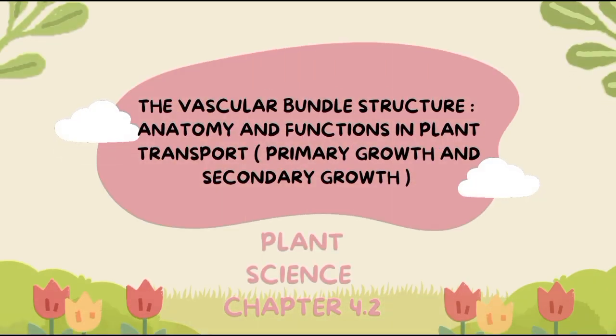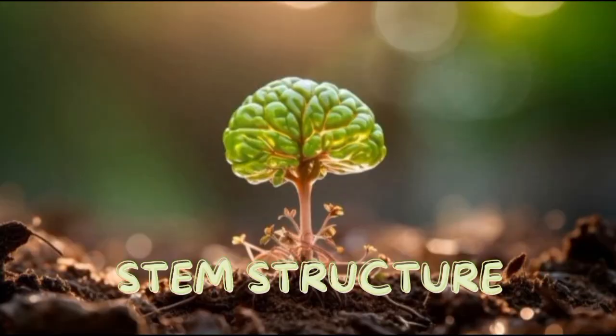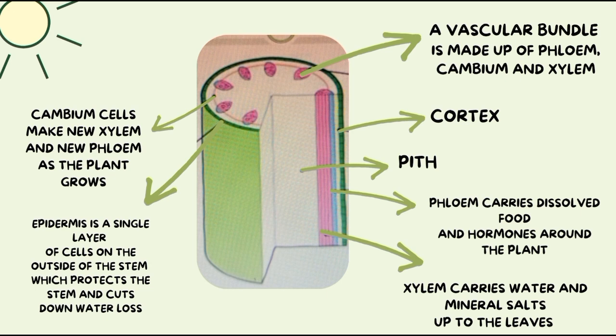Hello everyone, now I'm going to present the vascular bundle structure. So, this is the stem structure, which includes cambium cells, epidermis, vascular bundle, cortex, pith, phloem, and lastly xylem. The function of cambium cells is to produce new cells for the growth of the plant.